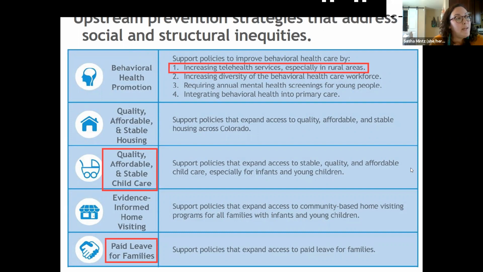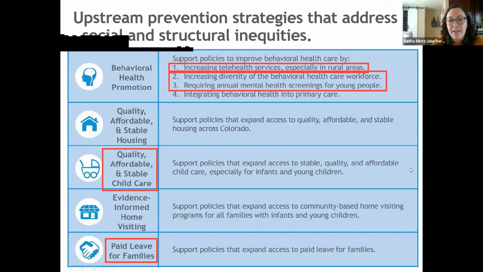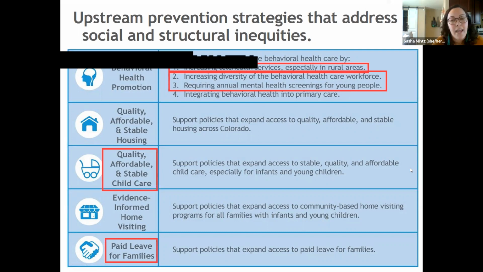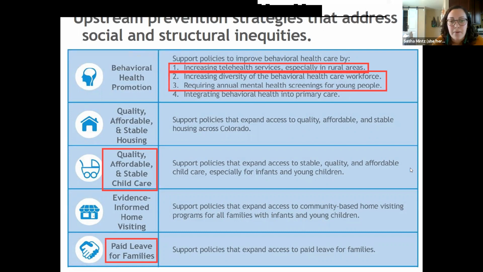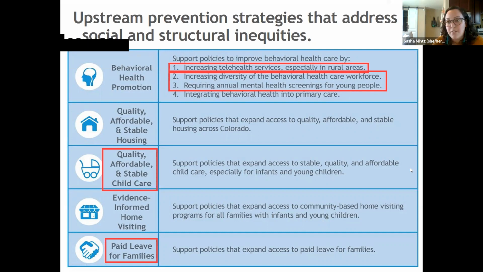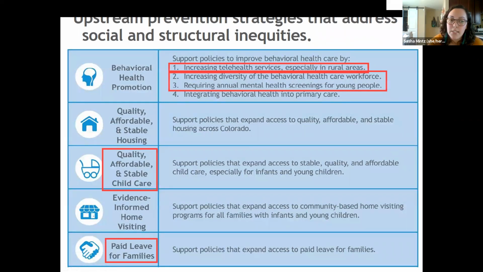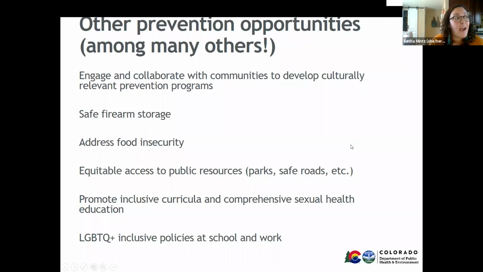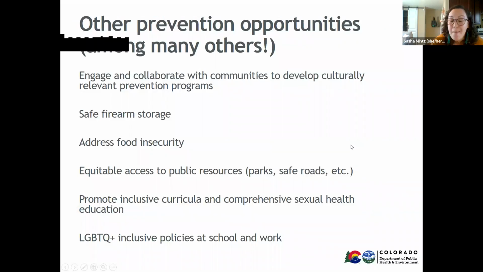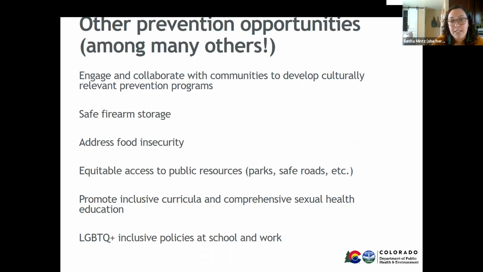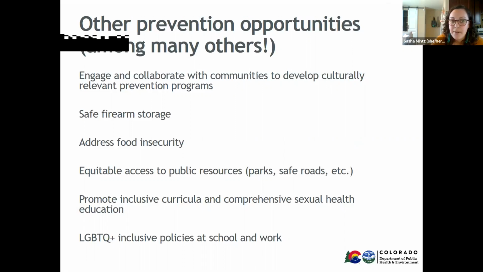One last example is by increasing the diversity of the behavioral healthcare workforce and requiring annual mental health screenings for young people. Having more healthcare providers of color and of diverse sexual orientations and gender identities would better represent the diversity of the state and better meet the needs of patients. That list is not a comprehensive list, though. There are so many other prevention opportunities that would address inequities and impact disparities.